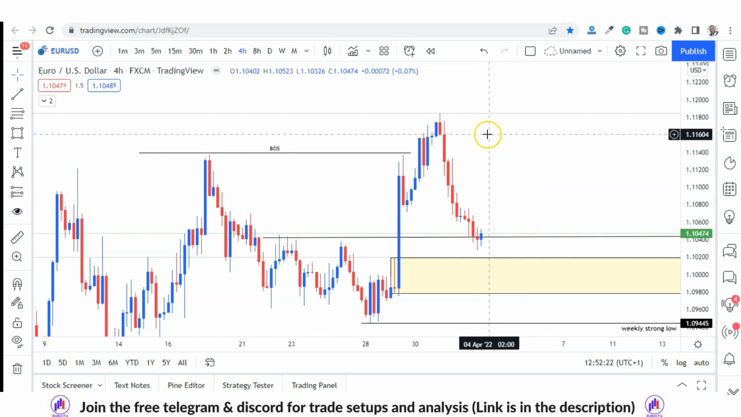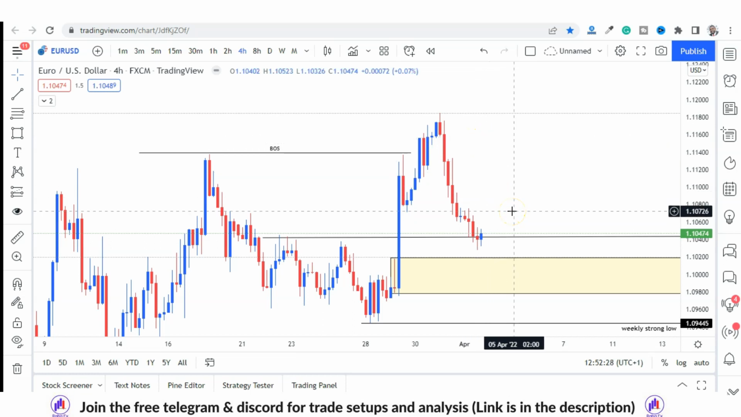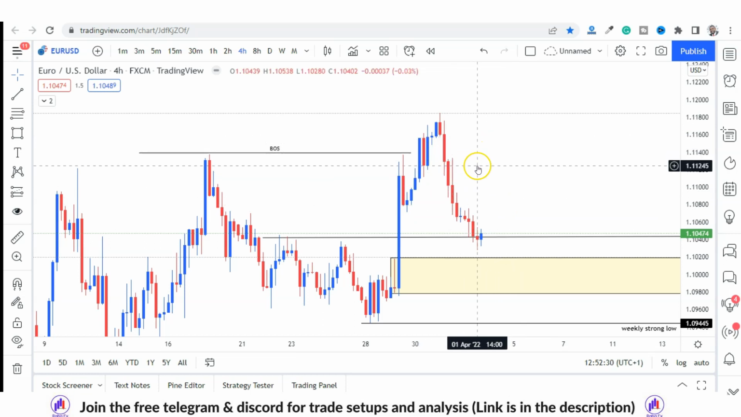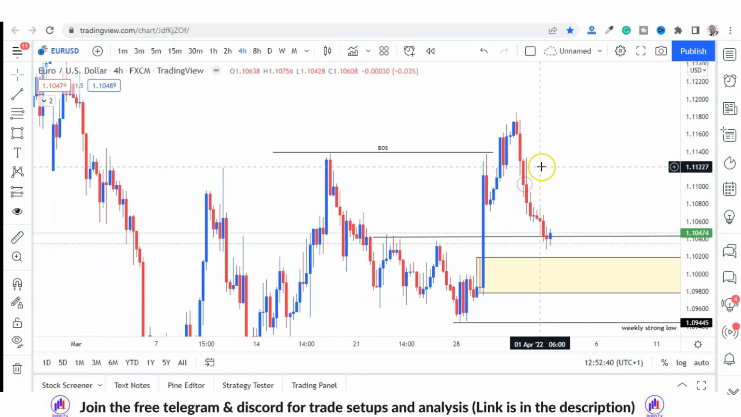Do you have the strong mind to hold a drawdown? So what I do is I take off some volume here, depending on how I feel that day. I'll take out volume here, and then we move.